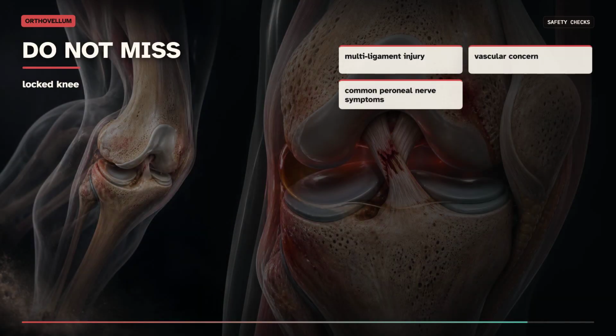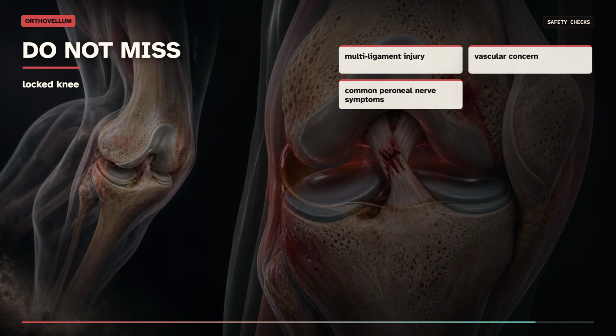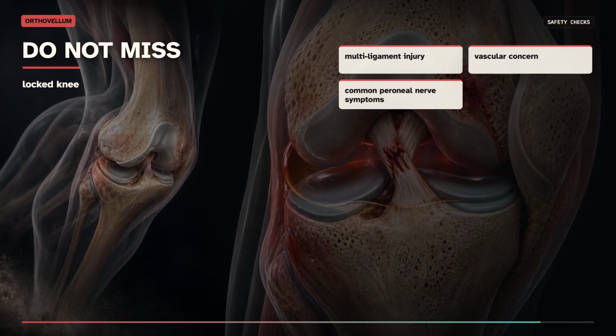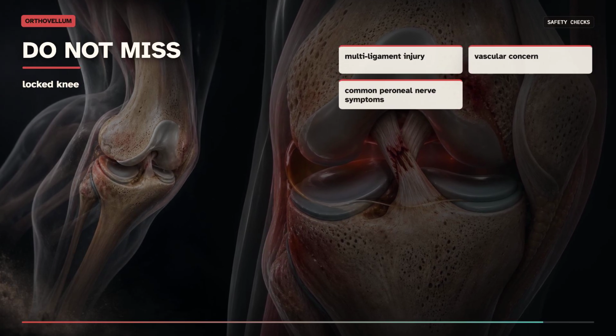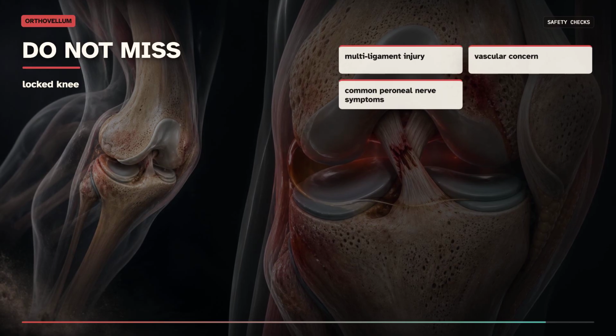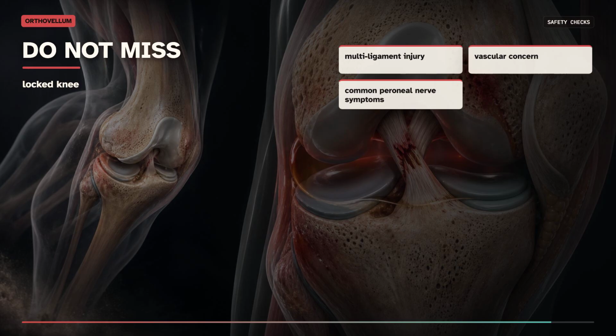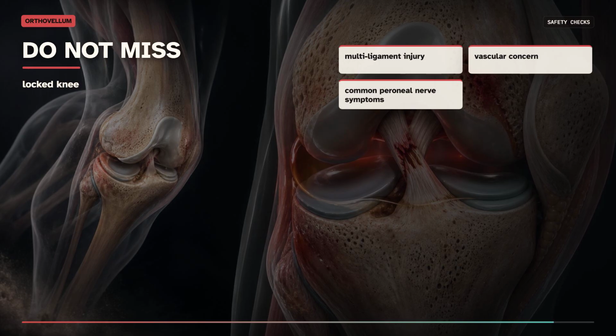Red flags and urgent features include locked knee, multi-ligament injury, vascular concern, common peroneal nerve symptoms. Red flags do not mean panic. They mean the pathway changes, earlier assessment, different imaging, or urgent specialist review. For patients, this is the safety net. For residents, this is how you avoid anchoring on a common diagnosis while missing the dangerous one.